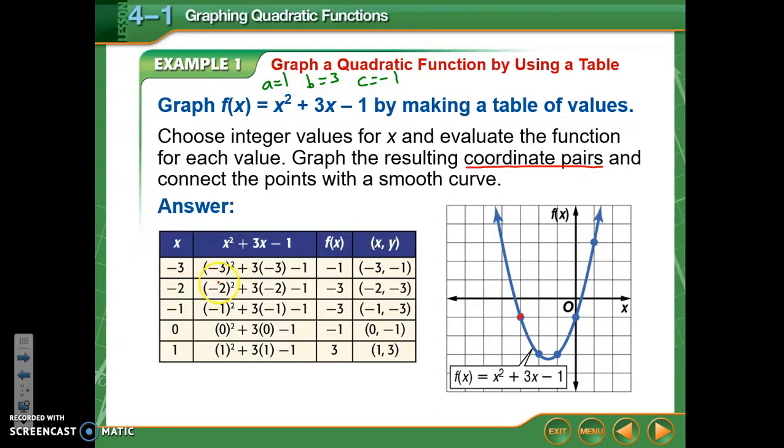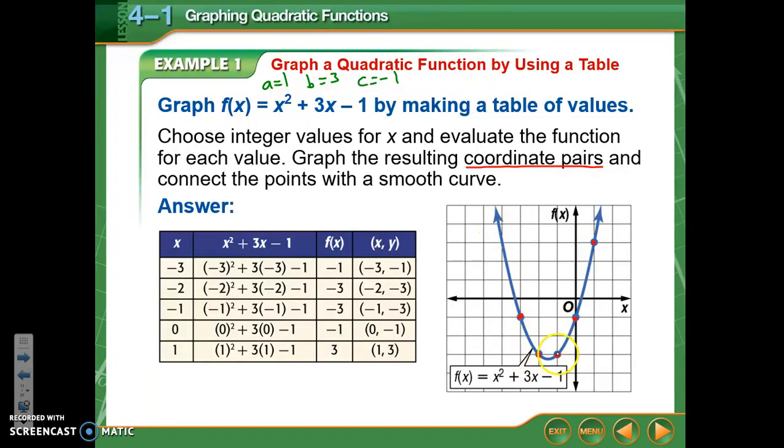When I plug in -2, I get -3. So that's this point. When I plug in -1, I get -3. When I plug in 0, I get -1. And when I plug in 1, I get 3. So notice they connected these with a smooth curve.